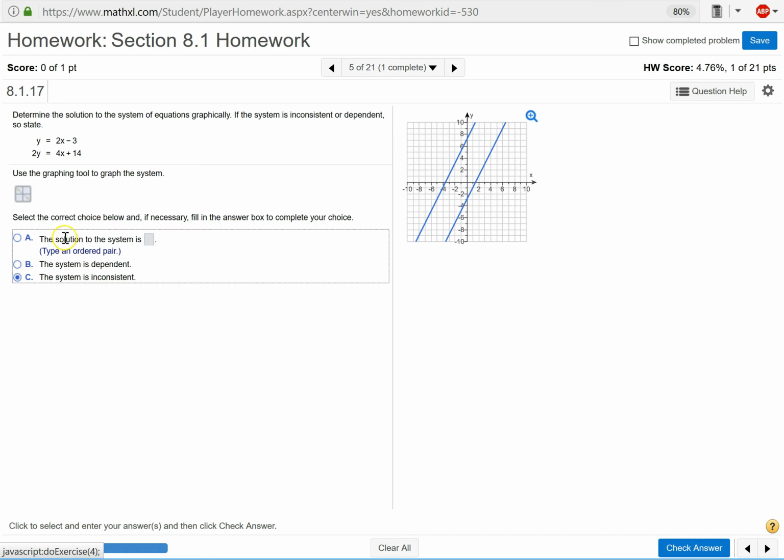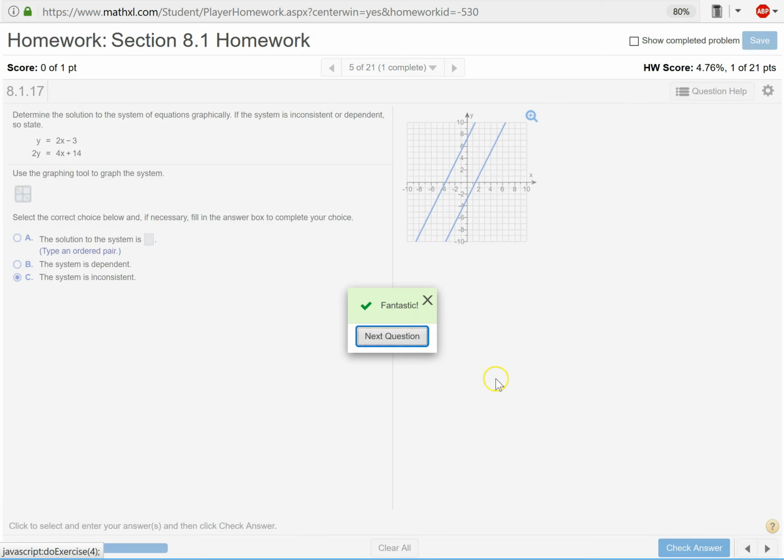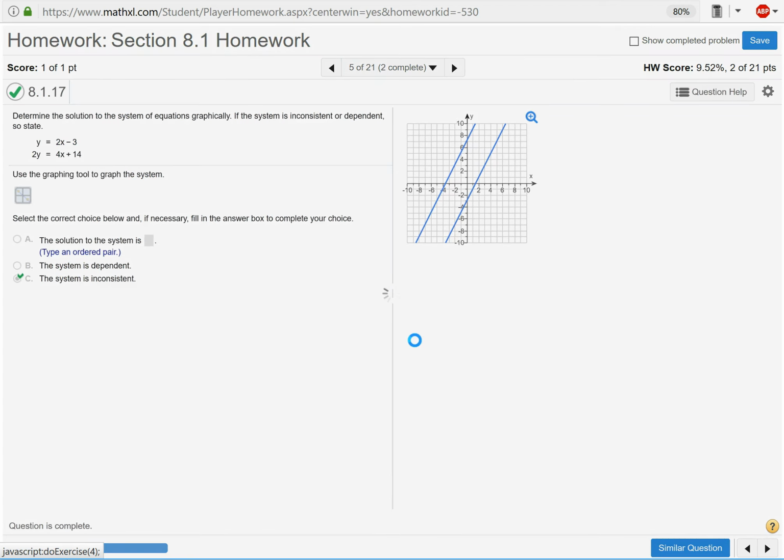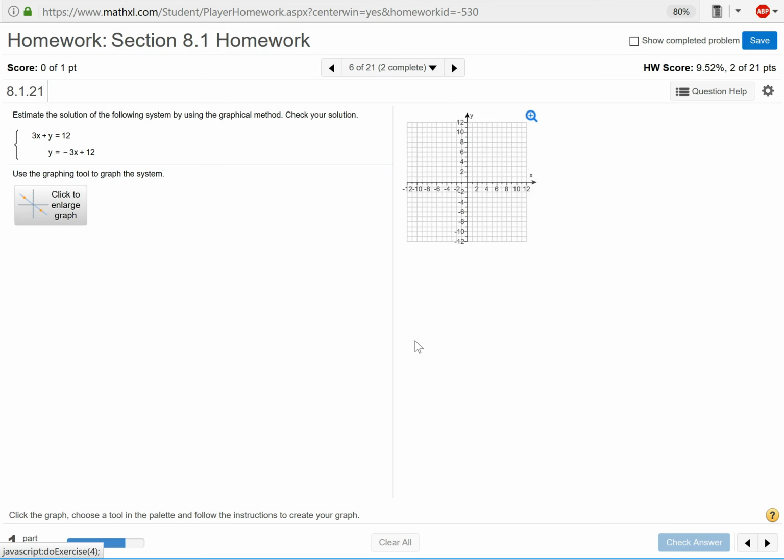So one solution, we did this on the previous problem. Problem number 4, we had one solution. That's when the lines crossed. A dependent system is when the lines are right on top of each other. An inconsistent system is when you have this situation here where the lines are parallel. Let's check our answer. Voila, we're done with that one here. 2 more to go. Number 6.